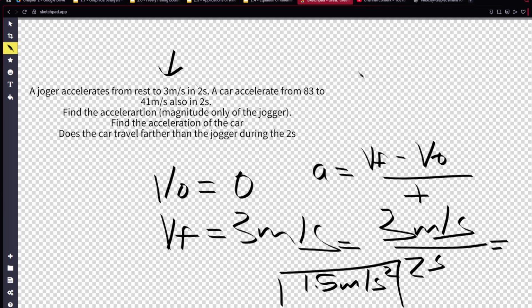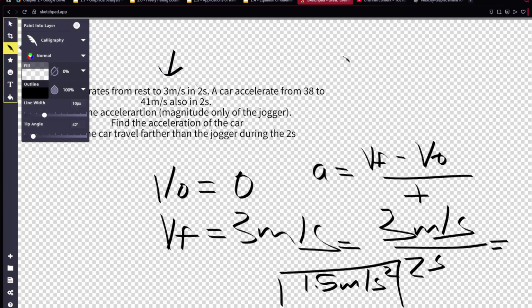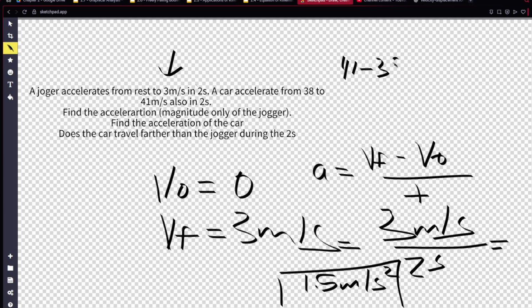Let's find the acceleration of the car, which is 83. Did it say 83? Oh, it's 38. I was like, that does not seem right. So a car accelerates from 38 to 41 meters per second, also in 2 seconds. Again, same formula, 41 minus 38 divided by 2. You can apply either way, so that would be 20.5 minus 19, or you can just subtract, 3 divided by 2, which is 1.5 meters per second squared.